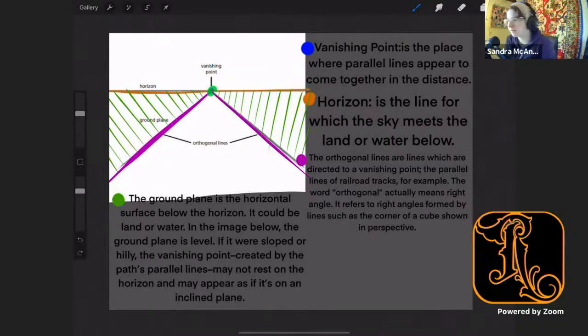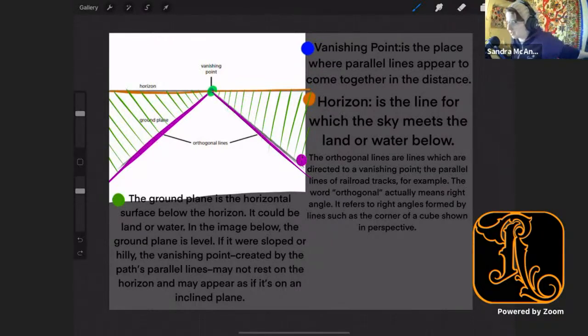So for fundamental understanding, let's call your horizon your terminator line. Let's call everything above the terminator line or the horizon line light, and everything below the horizon line dark. So your ground plane is your dark, right? And your ground plane is everything that's in the dark family.